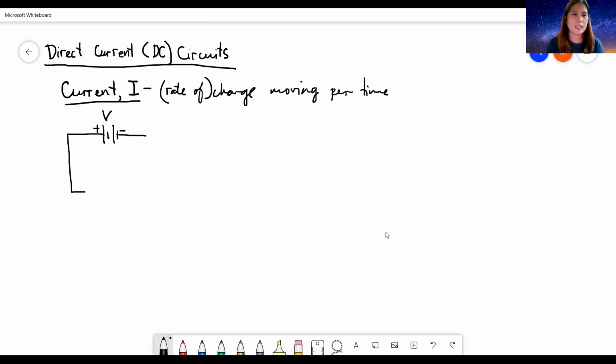And then let's say we have our resistor. So this is our symbol for resistor. So we have a very simple circuit here. No? It's just composed of a single resistance R.